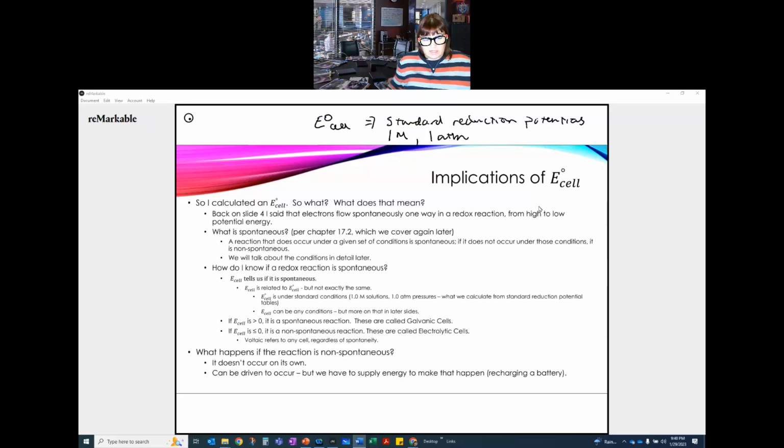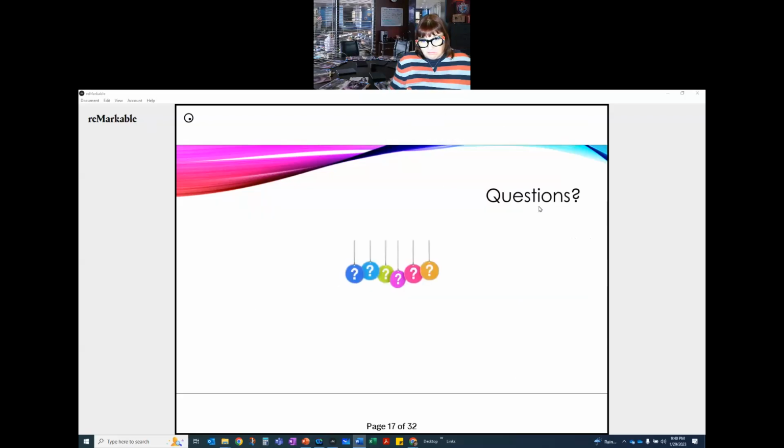If it's non-spontaneous, it doesn't happen on its own. We've got to pull electricity into it to get it to work, such as recharging a battery. So that's the negative direction on that. And we have to supply the energy to get it charging. Cool. Awesome. All right. Questions on that? Okay.